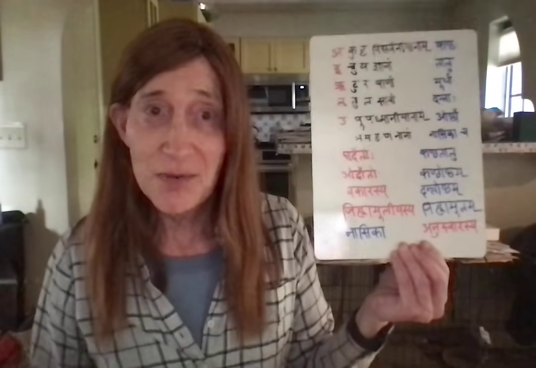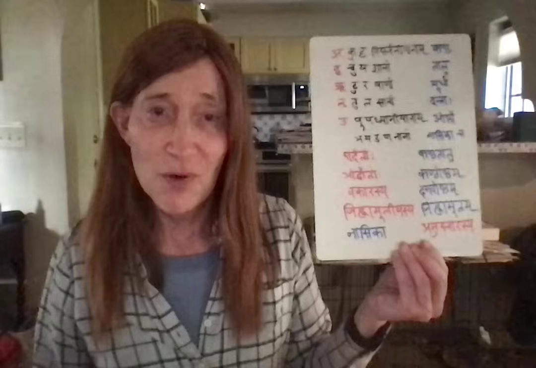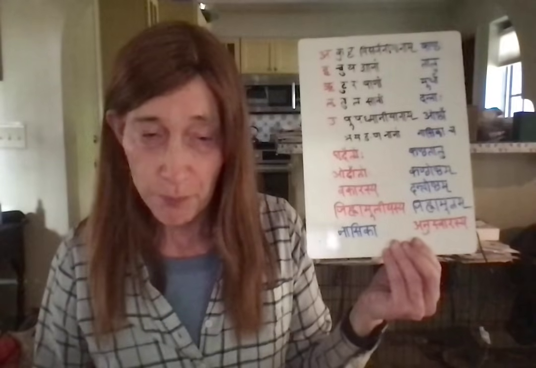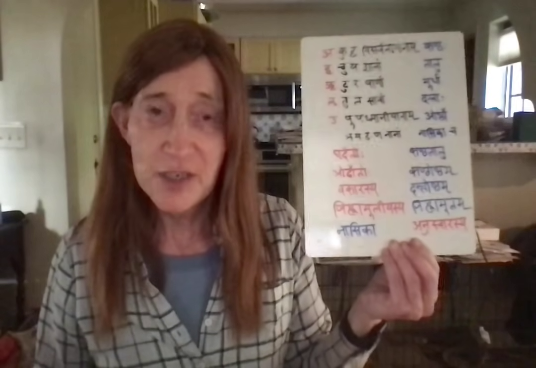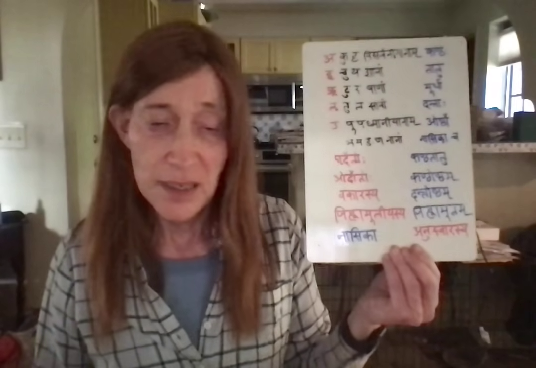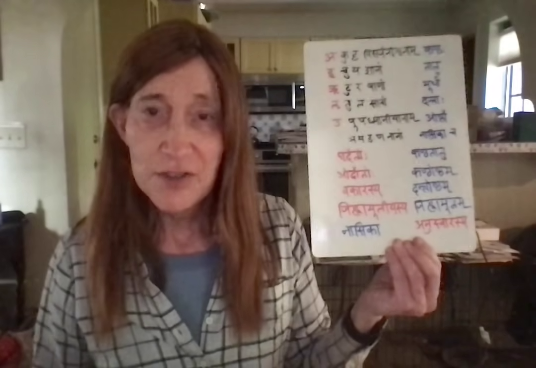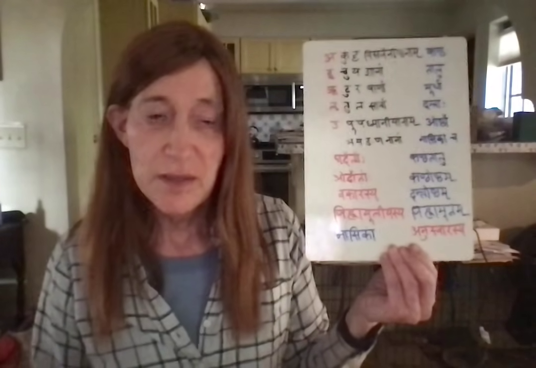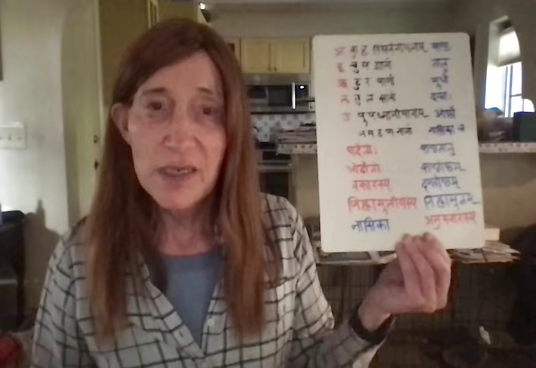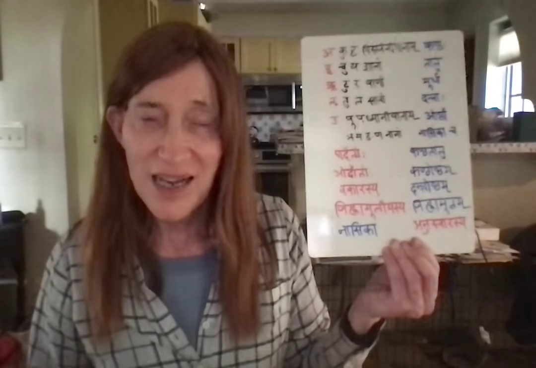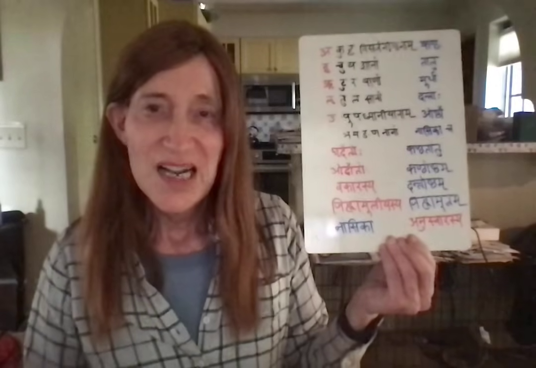So let's start with the first. We're just going to go over it quickly again because there are several videos about this. Akuha visarjaniyanam kantaha. So the ku is the kavarga. That means ka, kha, ga, gha, nga.